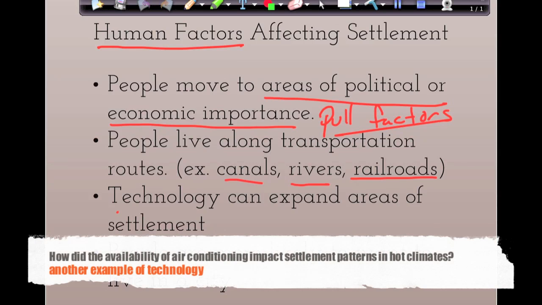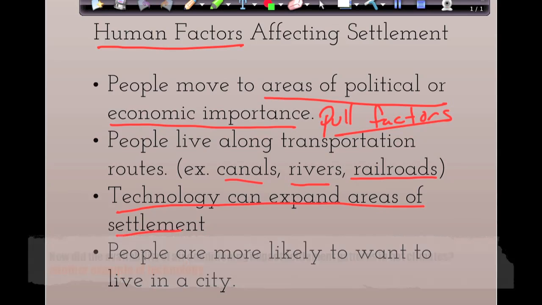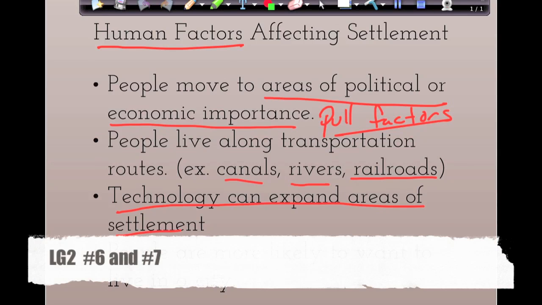All right, technology can also expand areas of settlement. So in the United States, before the railroad was developed, it was very difficult to travel west. Once the development of the railroad started moving people west, westward expansion grew at a much quicker rate.